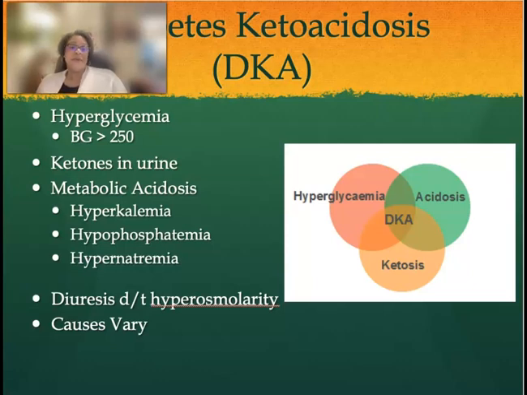This is defined with a blood glucose greater than 250 for a sustained period of time. We also will see that they are producing ketones in their urine. They will have metabolic acidosis going on. And we're going to usually see initially hyperkalemia, hyperphosphatemia, and hypernatremia. Hypernatremia is because the sodiums are going to be high because they're massively dehydrated, because this is a hypertonic state and they're going to be diuresing greatly.